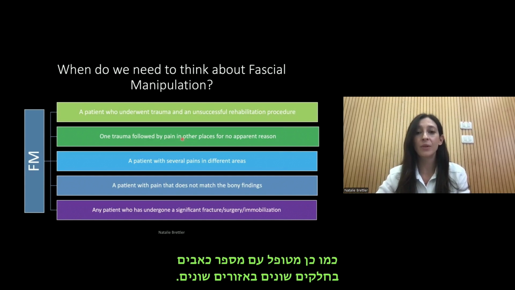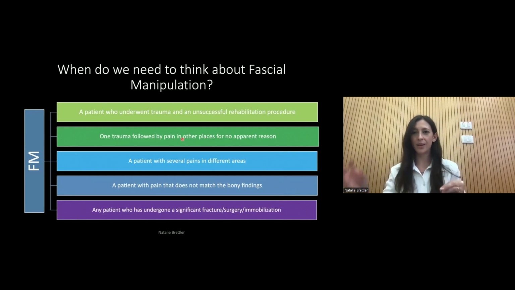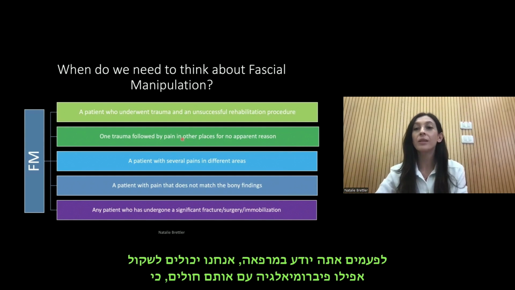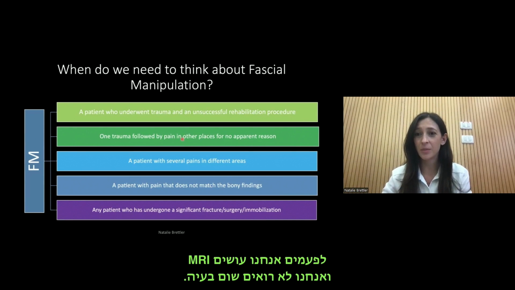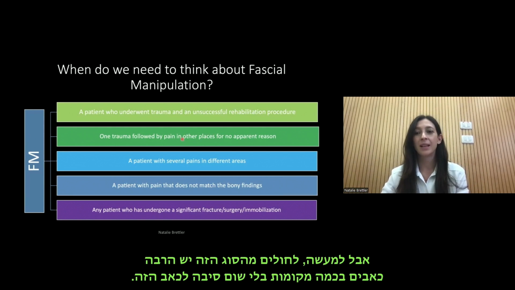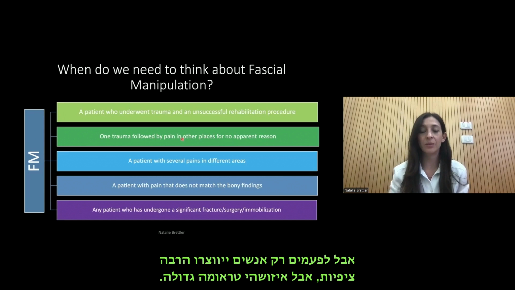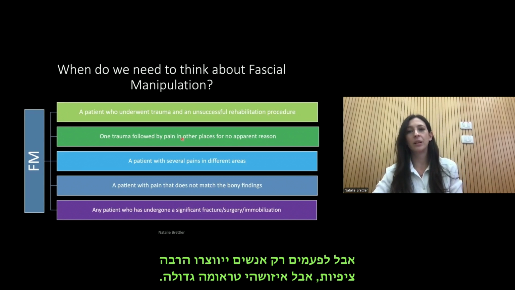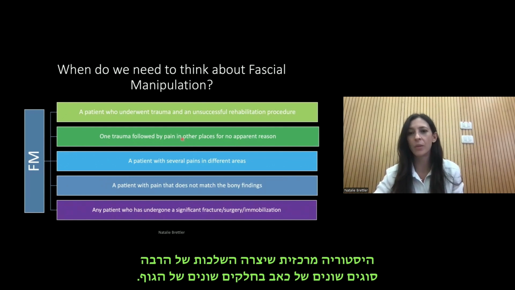Also, a patient with several pains in different areas. Sometimes, in the clinic, we could consider even fibromyalgia with those patients, because sometimes we do MRI and we don't see any problem, but actually those kinds of patients have a lot of pain in several places without any reason for that pain. But sometimes it's only people that will have a lot of densifications created by some kind of major trauma, major history that created consequences of a lot of different kinds of pain in different parts of the body.